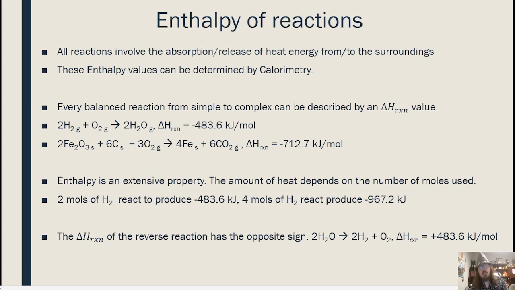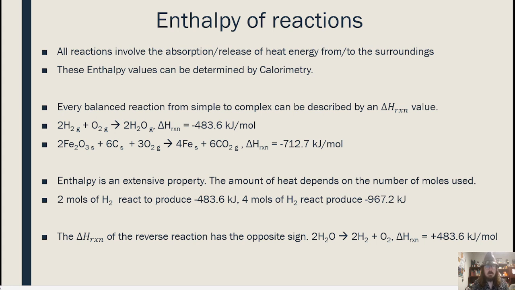This is per running the reaction as written one time. So the above reaction would have required 2 moles of hydrogen. The below reaction would require 2 moles of iron oxide to run it. This enthalpy is an extensive property, meaning the number of moles you use gives you a different amount of heat. More iron means more heat, which is good. It means you can burn more stuff to get more heat. So if I double the amount of hydrogen I burn, I get double the amount of energy.